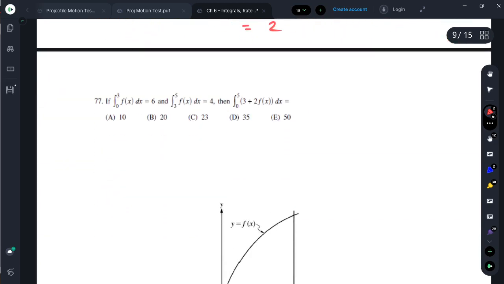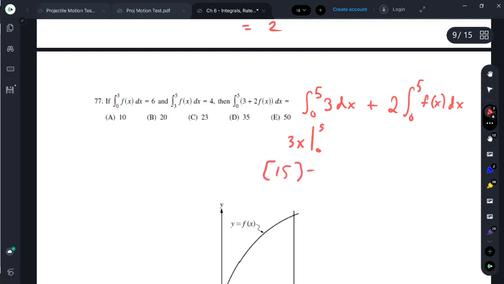All right, we have another properties question. Now what we need to make sure we do on this question is we rewrite this first as the integral from 0 to 5 of 3 dx, plus, I'm going to write it this way, 2 times the integral from 0 to 5 of f of x dx. So this 3 part is easy. That's going to be 3x from 0 to 5. That's going to be 15 minus 0, which is 15. Then we're going to add on 2 times the integral from 0 to 5 of f of x.